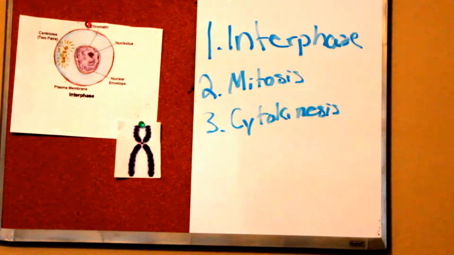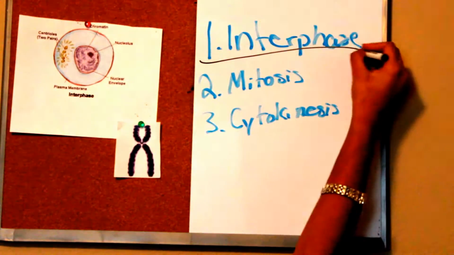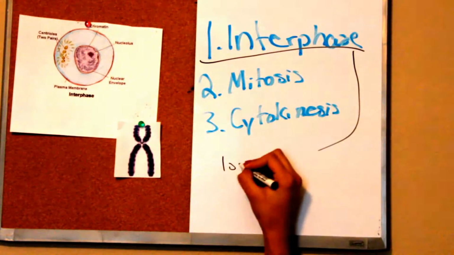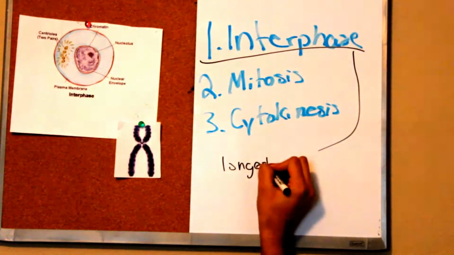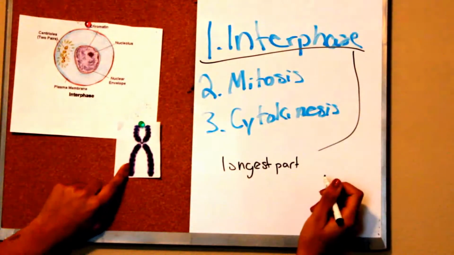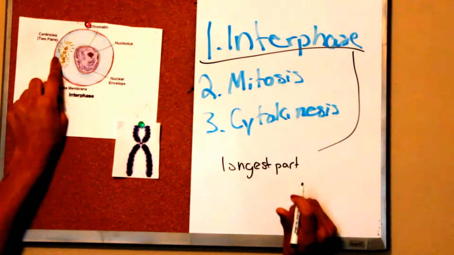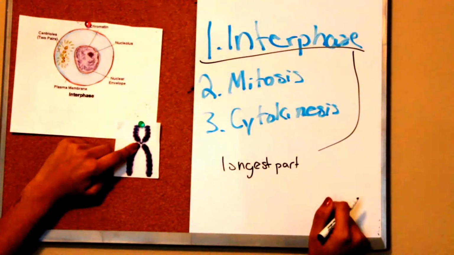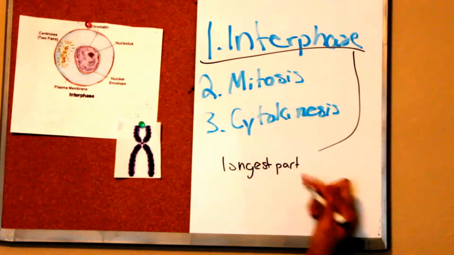Interphase is the first. Let's focus on interphase, the first part of the cell cycle. It is the longest part. These are chromosomes, and they're spread out in the cytoplasm so they can't be seen distinctly. In the center, a centromere connects them, and these bits are called chromatids.